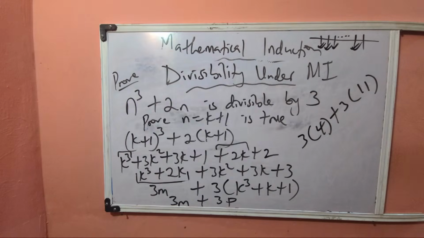Try it for any value. Oh, you guys are spotting my mistake. It's actually k squared. Thank you. K squared, yeah. All right. Thank you very much.